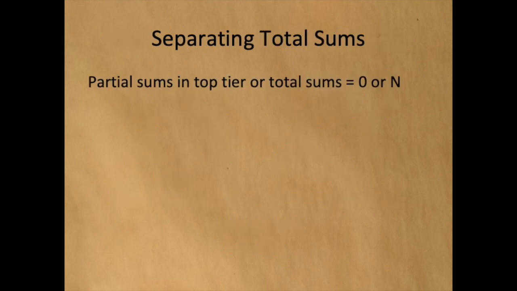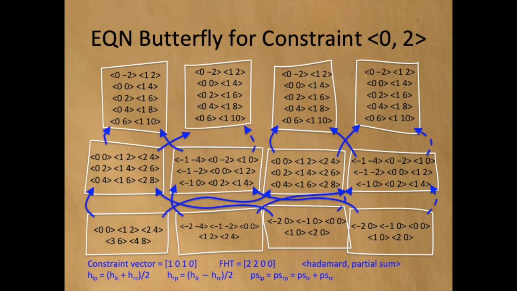Our second problem was total sums. Originally, we said that the partial sums in the top tier, or the total sums, must equal either 0 or n for binary constraints. We ignored the route by which they got there. This is an example of the butterfly for the constraint vector 1, 0, 1, 0. Taking the fast Hadamard transform gives us 2, 2, 0, 0.